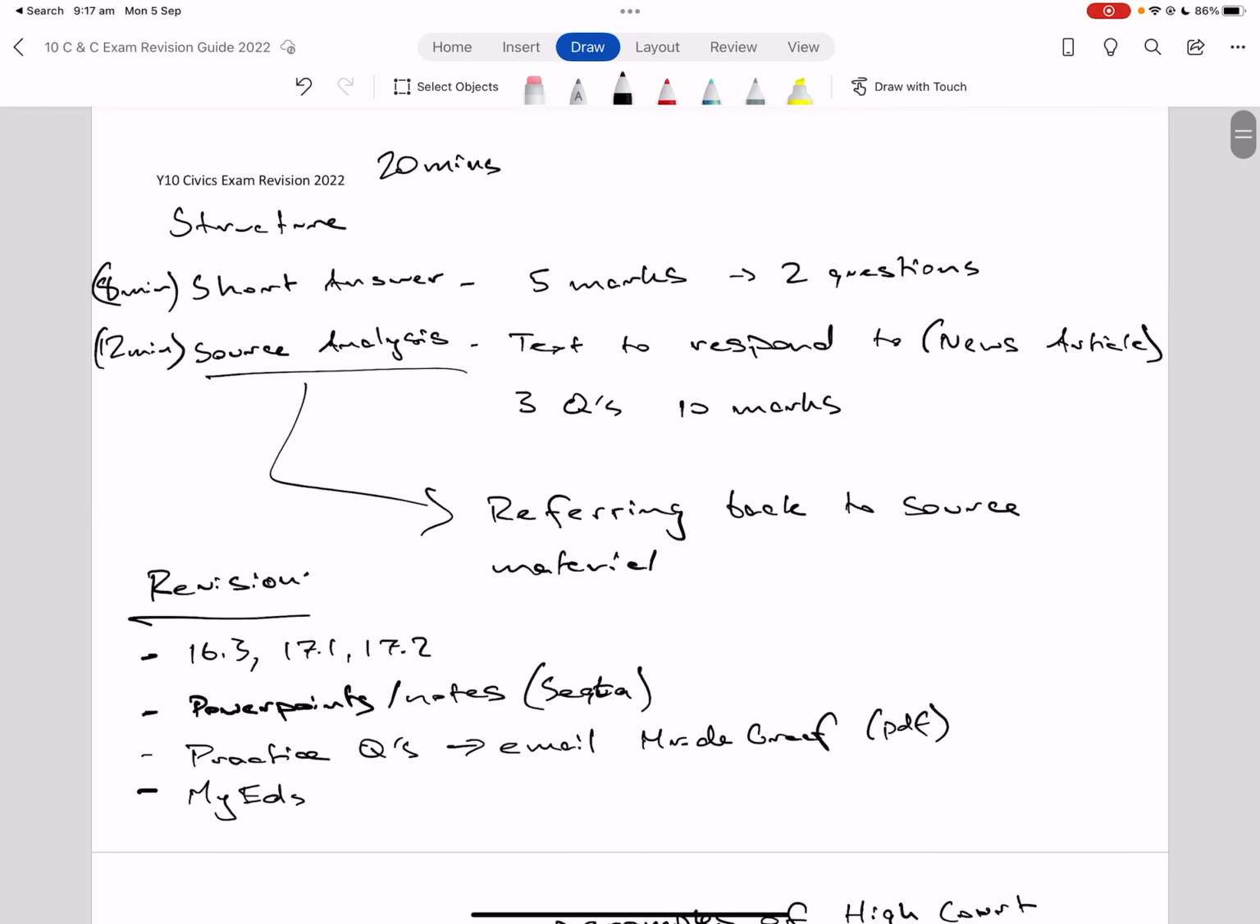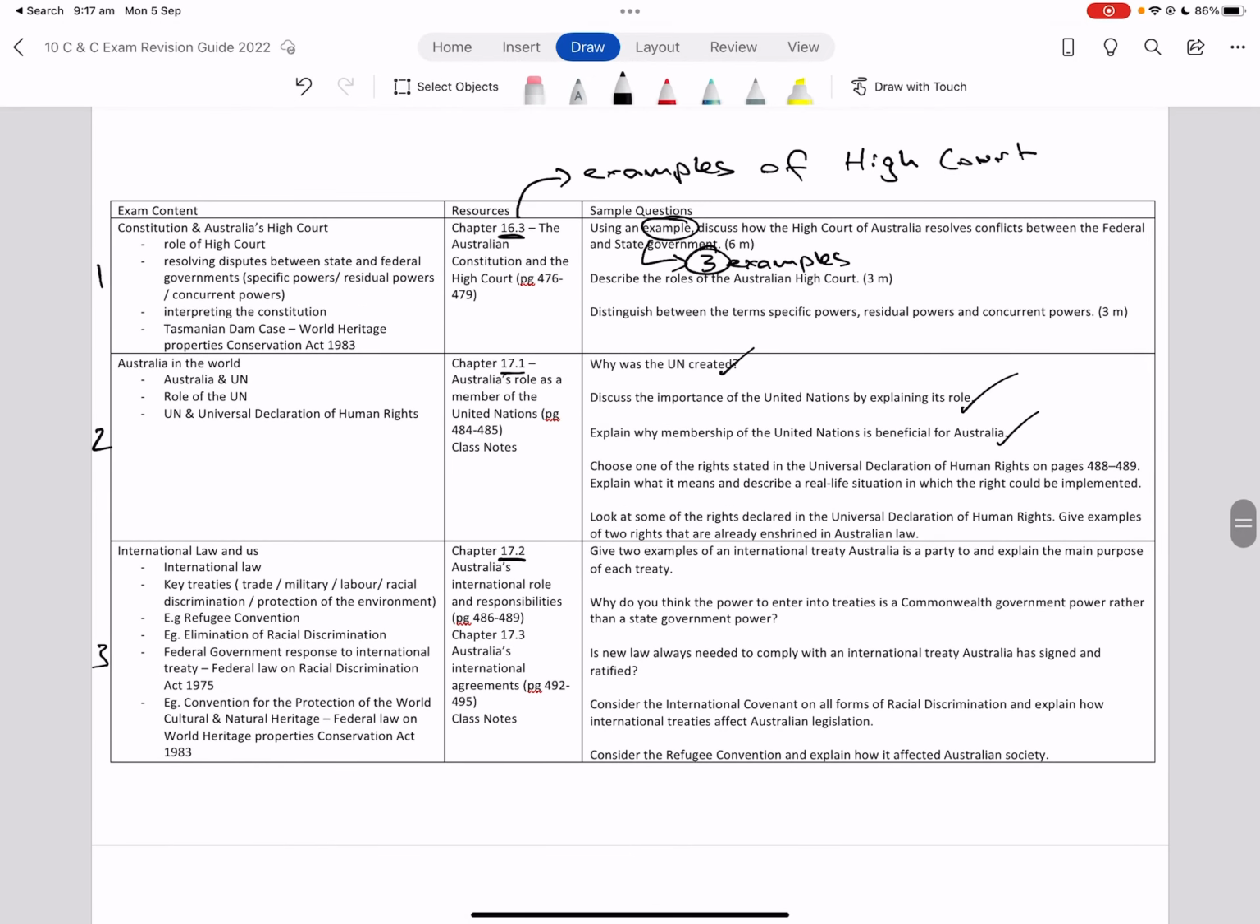So that essentially goes through everything that is in the Civics exam. If you have any questions, please feel free to reach out in an email or just come and see me. Thanks.